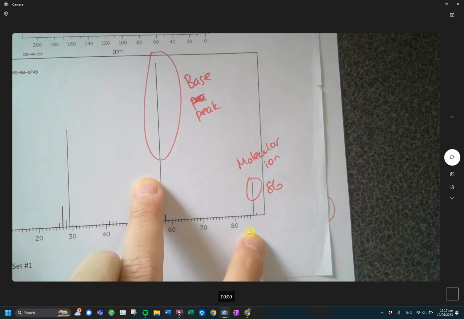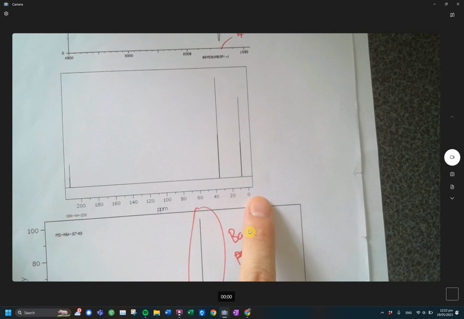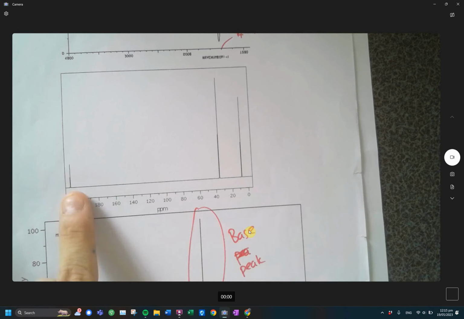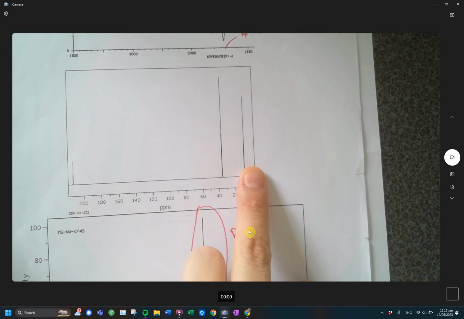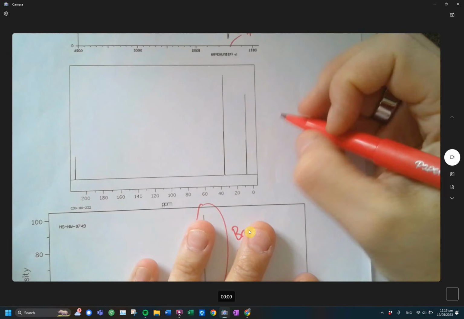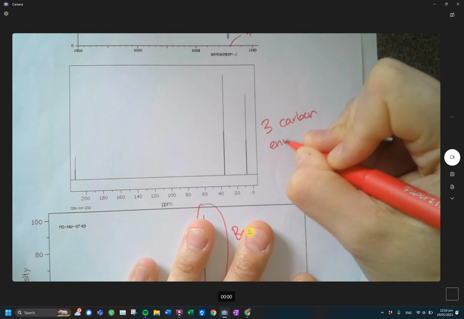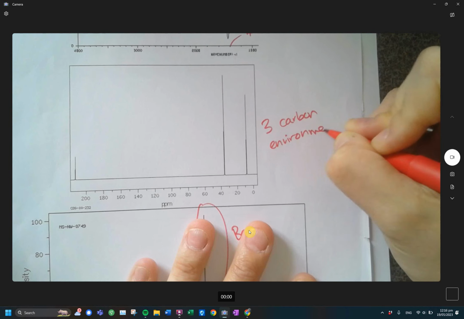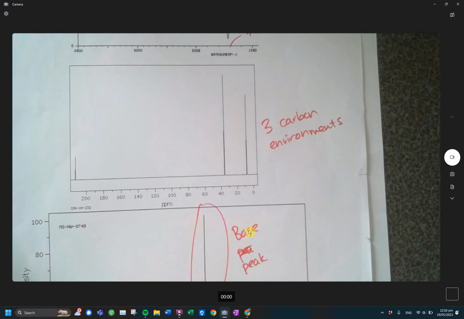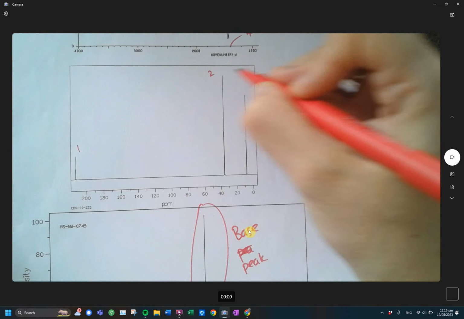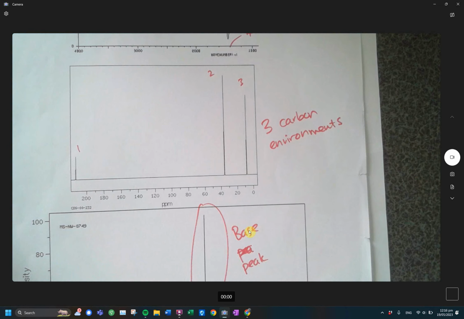The last thing I need for the achieved is the carbon NMR. All I need you to say is how many carbon environments there are. 1, 2, 3. 3 carbon environments. You just count. 1, 2. I'm just going through it because it's really easy. I'm not explaining the why. I'm just saying this is all you need to do for achieved. That's it. That's all I've got to do for the achieved.